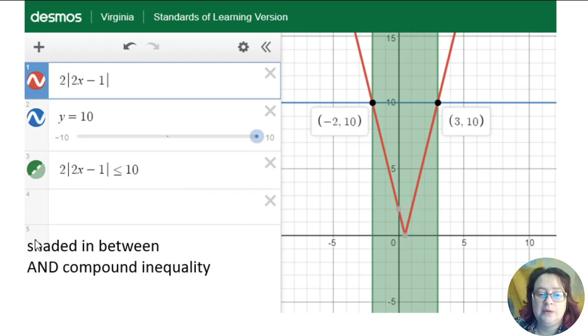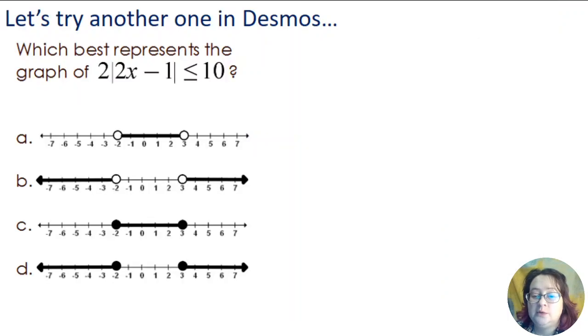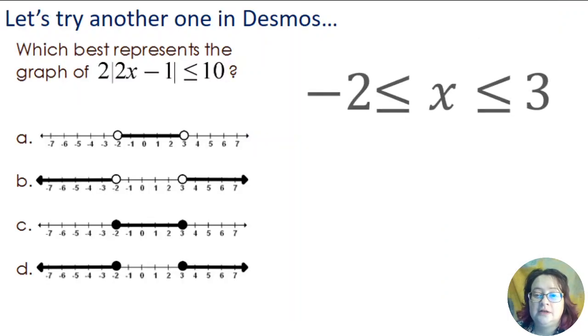Since X is in between, I'm going to write it out like this. And I see my intersections at -2 for X and 3 for X. And those numbers are going to come down on either side. -2 is the smallest, 3 is the largest, and X is in between the two. So we know now that X has to be in between or equal to -2 and 3.